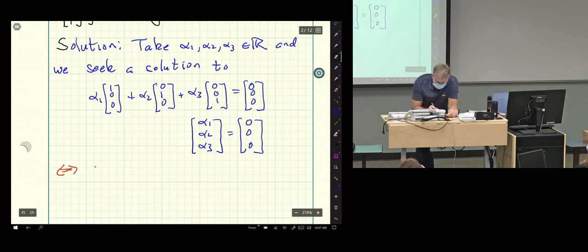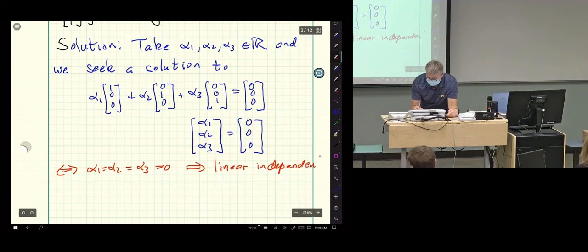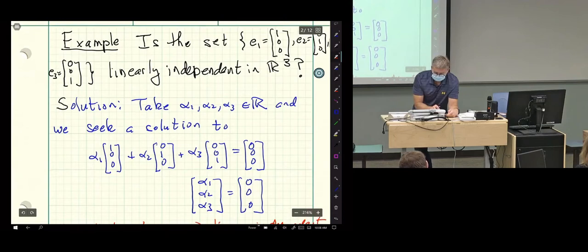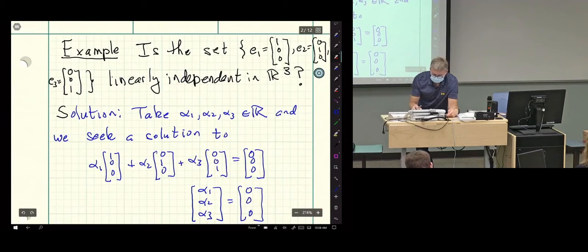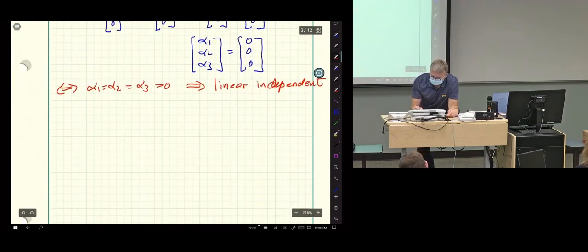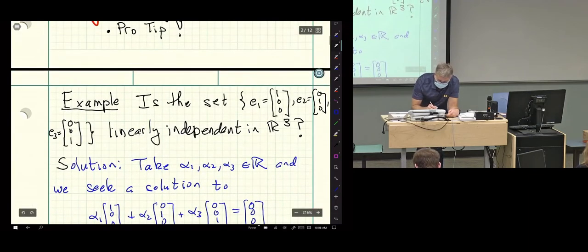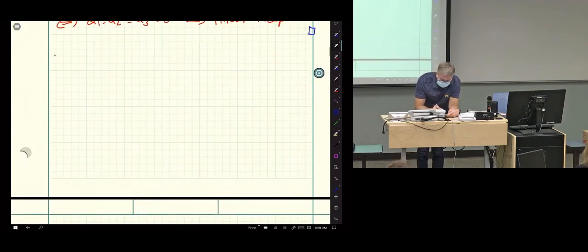There's only one solution, and it's alpha 1 equals alpha 2 equals alpha 3 equals 0. And that's what we mean by linear independence. So this set of vectors is linearly independent. Okay, so that one's kind of trivial. We'll call this example A. Call this example B.